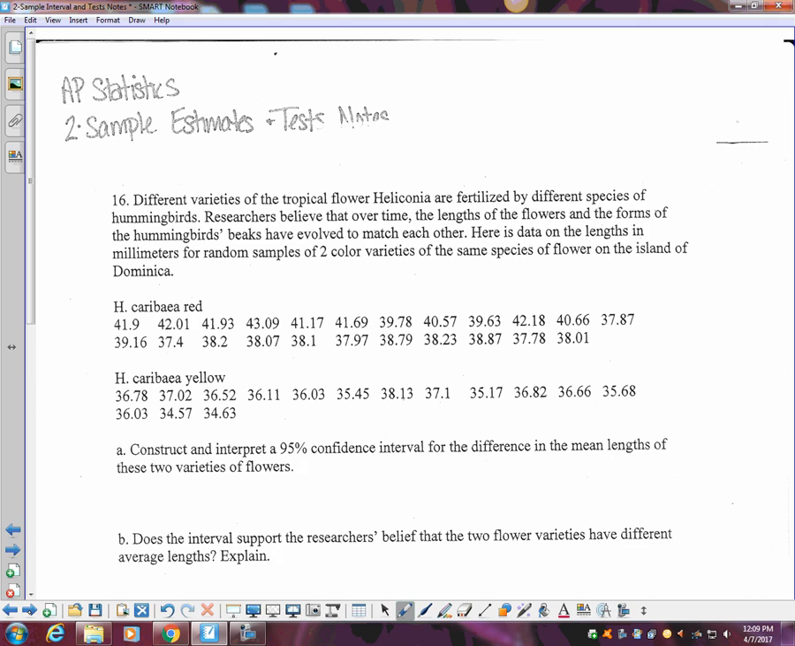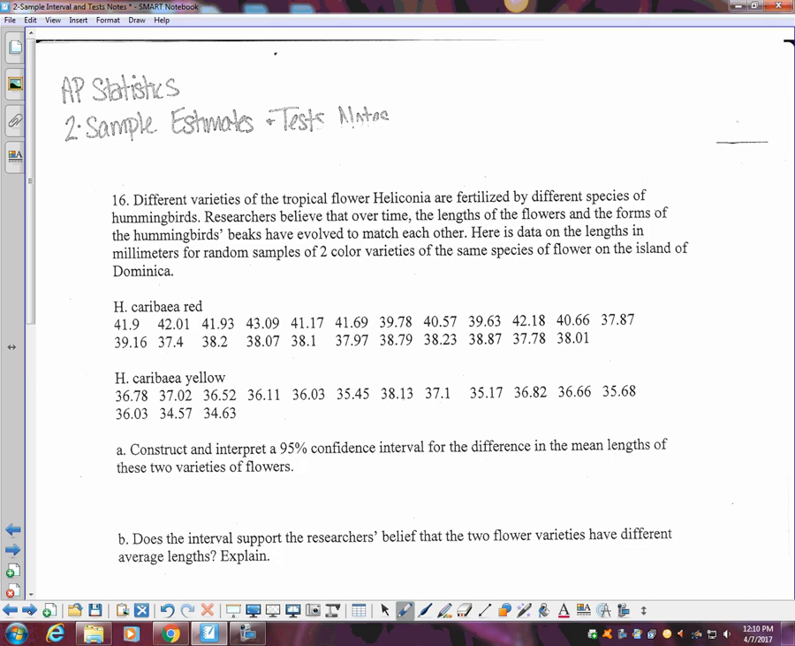All right, different varieties of tropical flower are fertilized by different species of hummingbirds. Researchers believe that over time the lengths of the flower and the forms of the hummingbirds' beaks have to evolve to match each other. Here's data on the lengths in millimeters for random samples of two color varieties of the same species of flower on the island of Dominica. So we have this red flower and we have this yellow flower, and these are the lengths of these flowers. It says construct and interpret a 95% confidence interval for the difference in the mean lengths of these two varieties of flowers. So I hope it's super obvious that we have two samples.